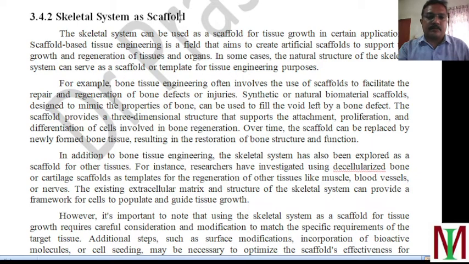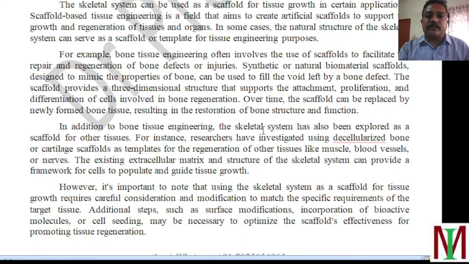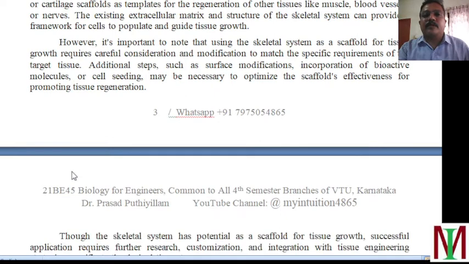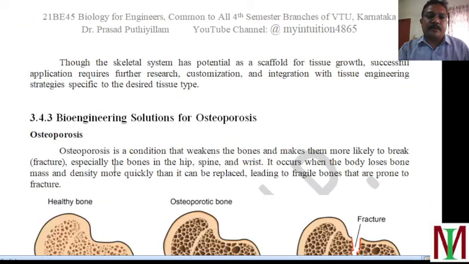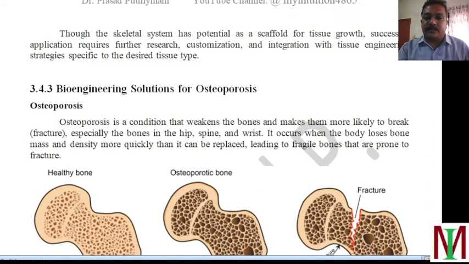Both are explained in two paragraphs, not in detailed explanation. Either we can use another scaffold to replace the bone defects, or we can use bone tissue by decellularizing the bone or cartilage scaffold as a template and growing on it. It is very important to note that using the skeletal system as a scaffold for tissue growth requires careful consideration and modification. Incorporation of bioactive molecules and cell seeding are necessary. Okay, this is the skeletal system.